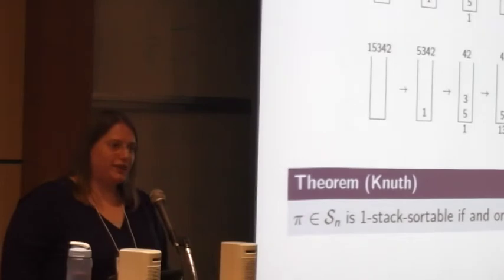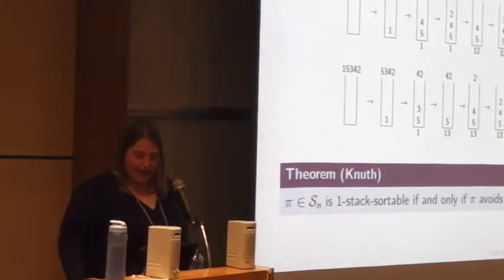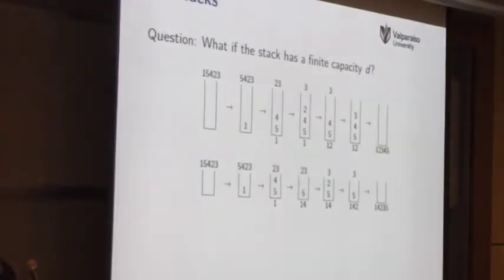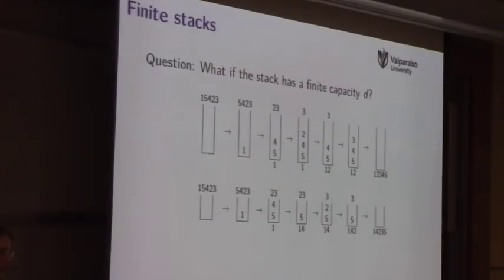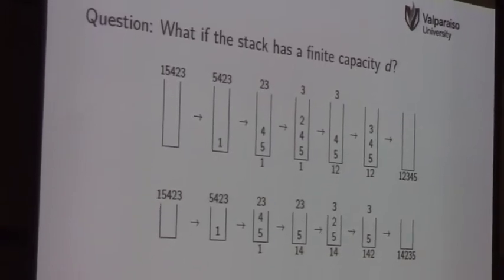So again, my trick to find problems for my undergrads is to change one word. And my question a couple years ago was, what happens if the stack has a finite capacity? Because all the stack sorting I'd seen so far, for the most part, involved a stack you could put as many things into as you felt like. For example, here, if I take the permutation that was sortable on the previous slide and say, but wait, my stack can only hold 2 things, then you can't sort it after just one pass.